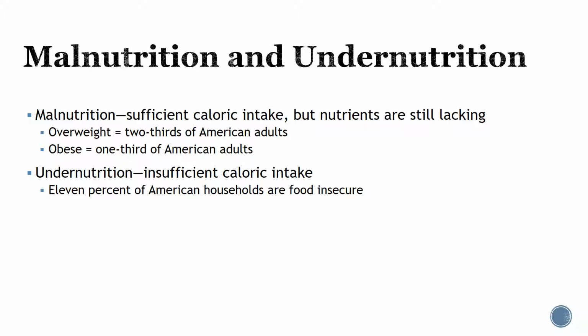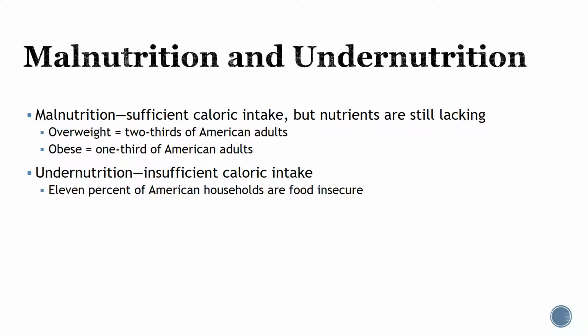When you're looking at malnutrition, we can take American adults as examples. Two-thirds of American adults are overweight because they might be getting that 2,200 calorie intake, if you're a woman 19 to 50, but you're lacking in those nutrients. Obese, about one-third of American adults are obese, again kind of the same way.